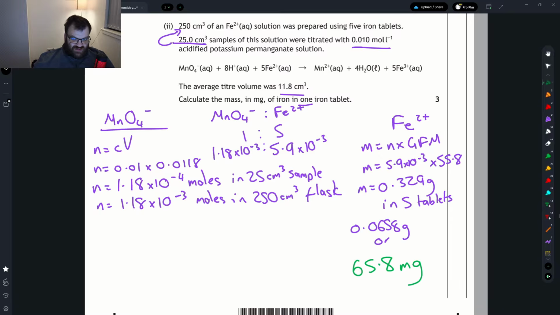So at some point we have to times by 10 to scale it up. We also have to divide by 5. We could have done that at any point and still ran it through and we'd have got the same answer. But that's the way I would tackle that one.